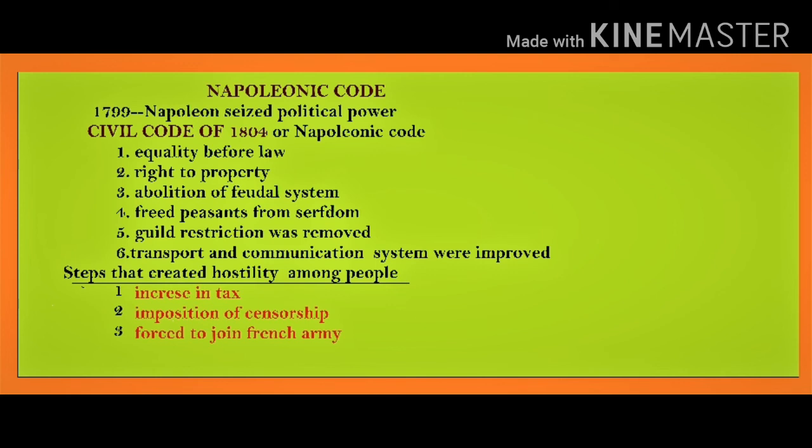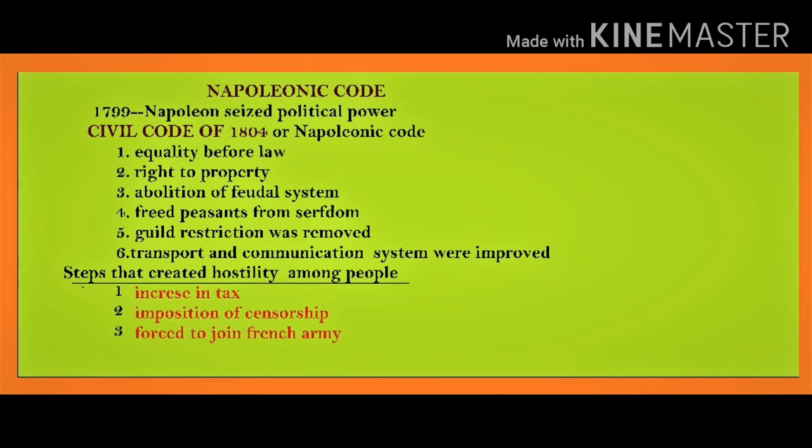And in order to augment trading activity, guild restrictions were also removed. Previously there was a problem in the formation of associations, and now these guild restrictions were removed. And transport and communication systems were greatly improved so that trade and commerce could develop and give a boom to economic development.